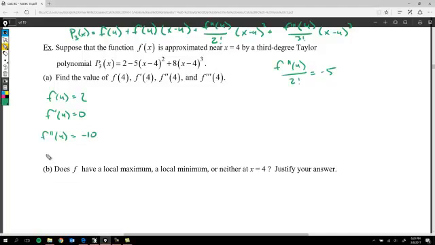Okay, and then last one. Same thought, f triple prime of 4 divided by 3 factorial is equal to 8, so I know this is going to be equal to 8 times 3 factorial, which is 48. 3 factorial is 6.